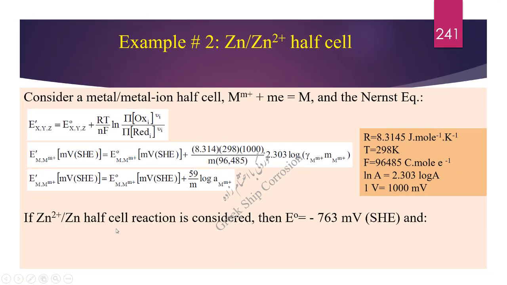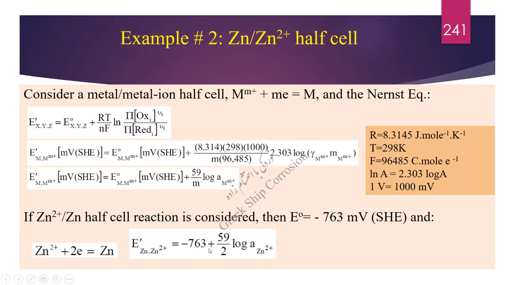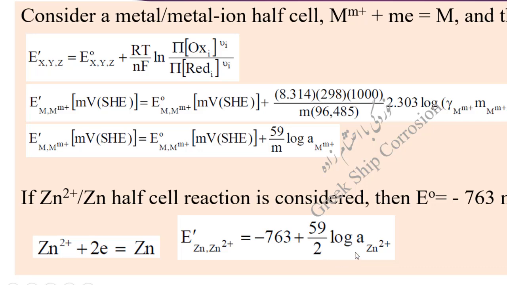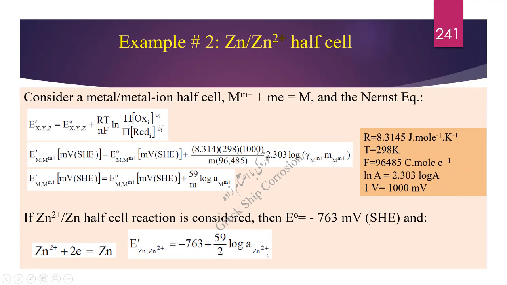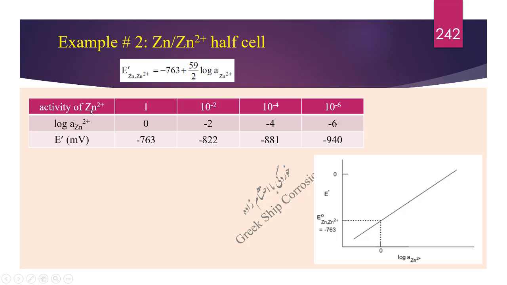If the Zn/Zn half cell reaction is considered, then the standard potential equals negative 763 millivolts versus standard hydrogen electrode, and Zn2+ plus 2 electrons equals Zn. The non-standard potential equals negative 763 plus 59 over 2 logarithm of the activity of Zn2+. If the activity of Zn2+ equals 1, then E prime equals negative 763.